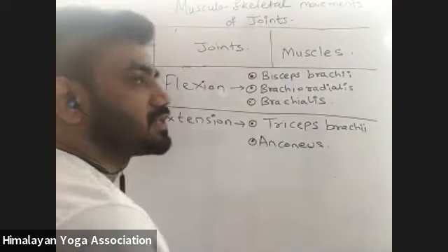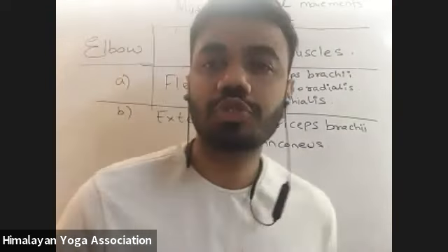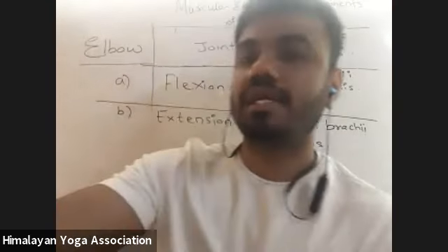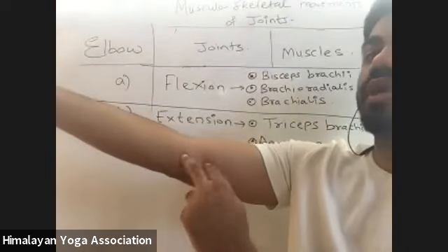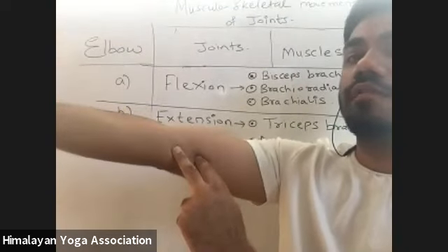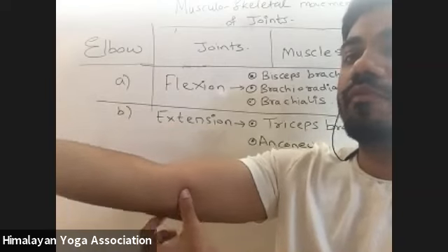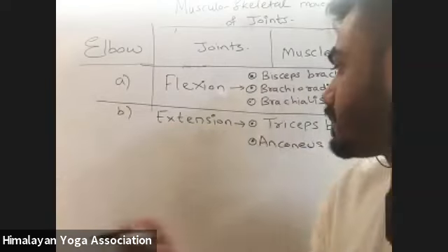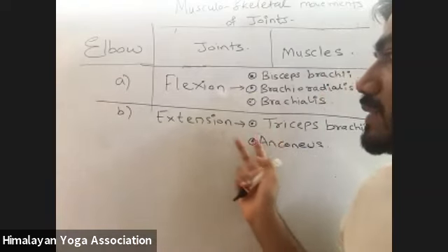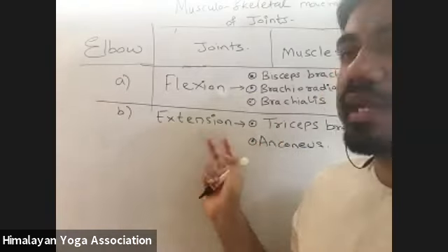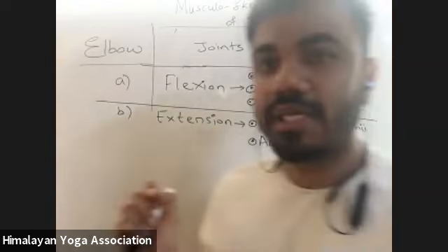The anconeus muscle, even if I have not shown you yesterday, is slightly over here near the elbow joint, and when we extend the arm, it also gets contracted. Just below the triceps, we have the anconeus muscle. So these two muscles help our elbow to extend completely.